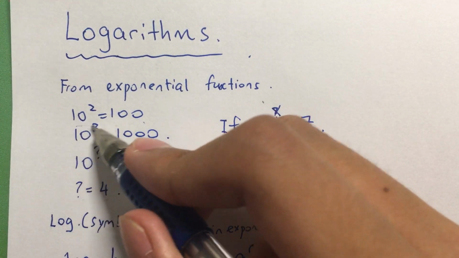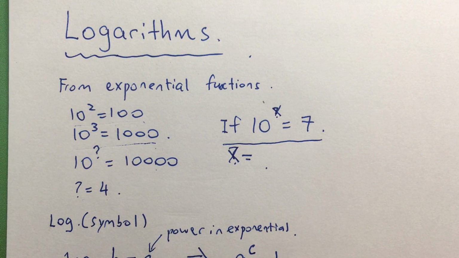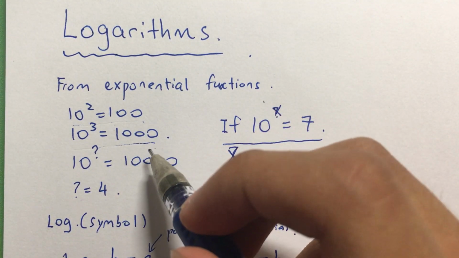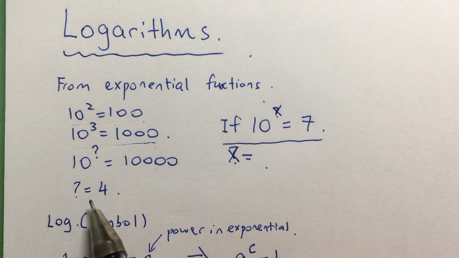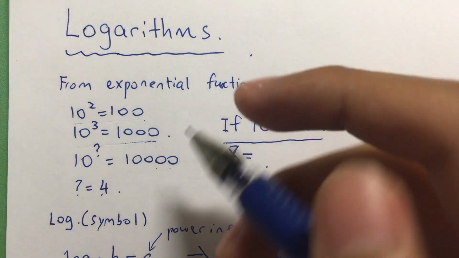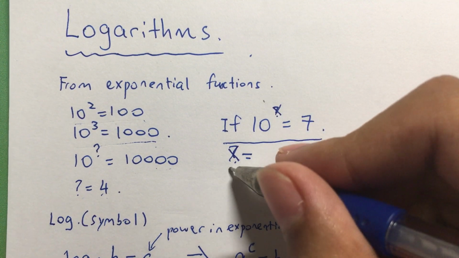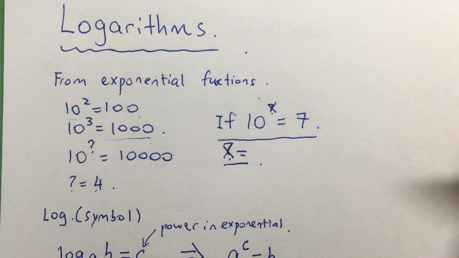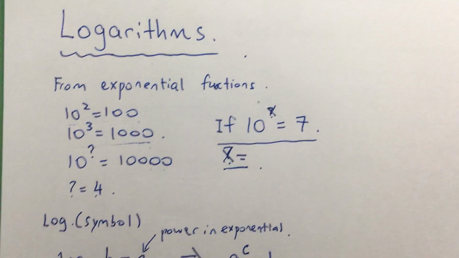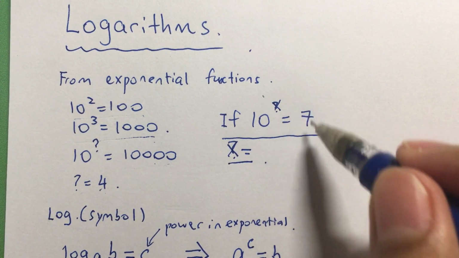All of those are common sense already, right? Like 10 to the power of 2 equals 100, 10 to the power of 3 equals 1000. And we also know 10 to the power of 4 equals 10,000. However, if we have a question like 10 to the power of x is equal to 7, then what is x? Obviously we can't solve it by just looking at it. We need to have something else. That is why we need logarithms to solve those hard problems.